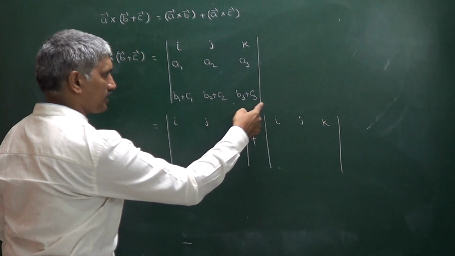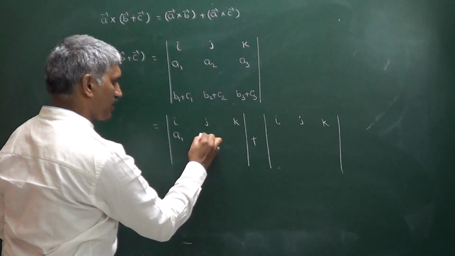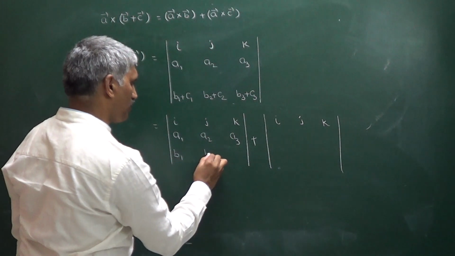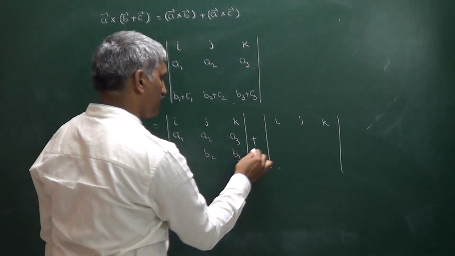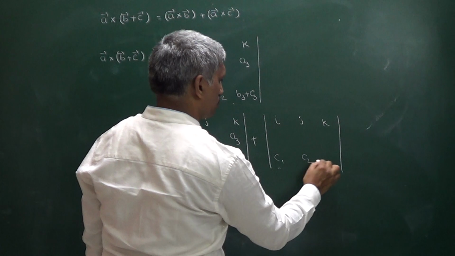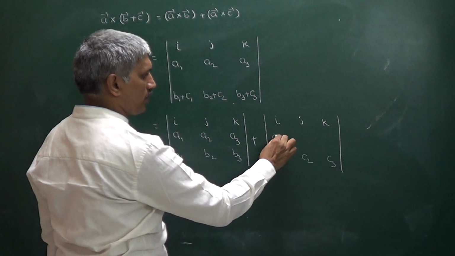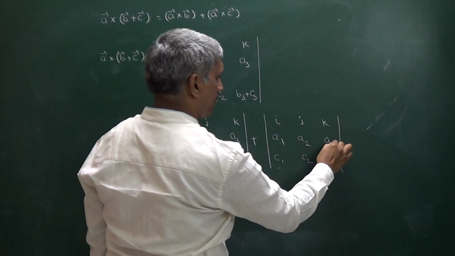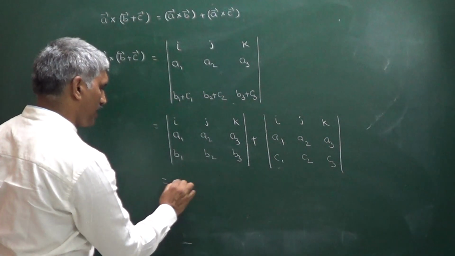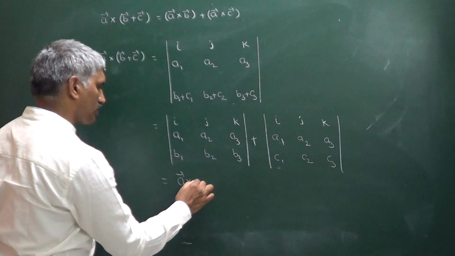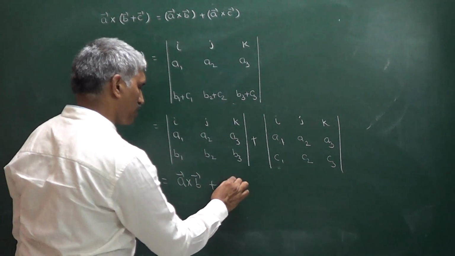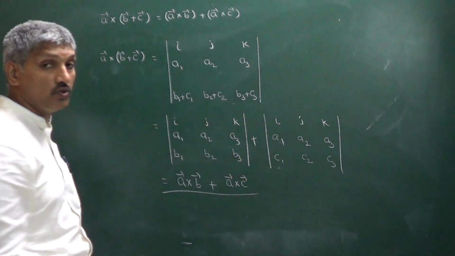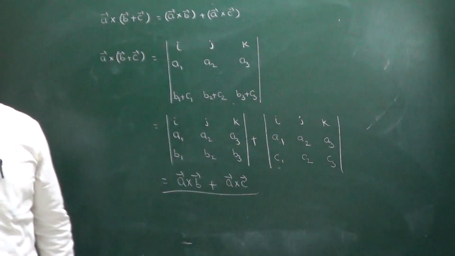The last row is the sum of two elements. That's why we can express it as the sum of two determinants. The first one is B1, B2, B3, and the next one is C1, C2, C3. The second row we are not disturbing, that is A1, A2, A3 only. Now tell me what we can write this as. This is nothing but A bar cross B bar, and the next one is nothing but A bar cross C bar. So that's the way to do this particular question.